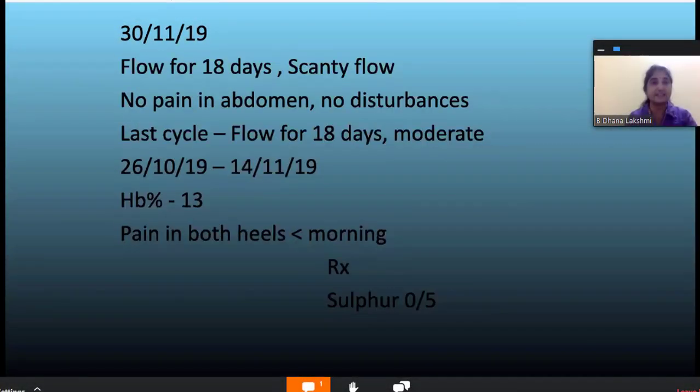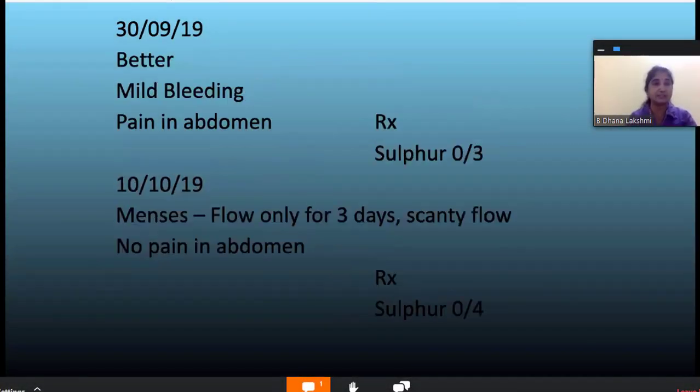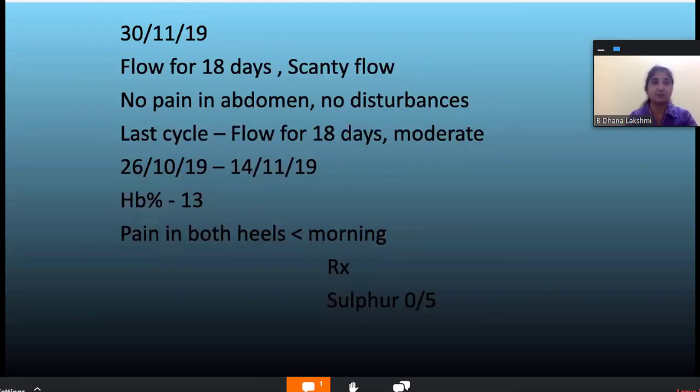And next, on 30-11, a month after, I suppose, there was scanty flow, no abdominal pain, no disturbances. The last cycle flow was only for 18 days, which was very less compared to the 90-day cycle. But still, it was a little worrying for me. And it was okay, moderately.